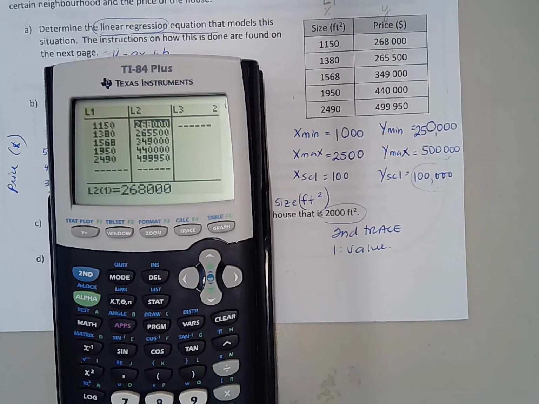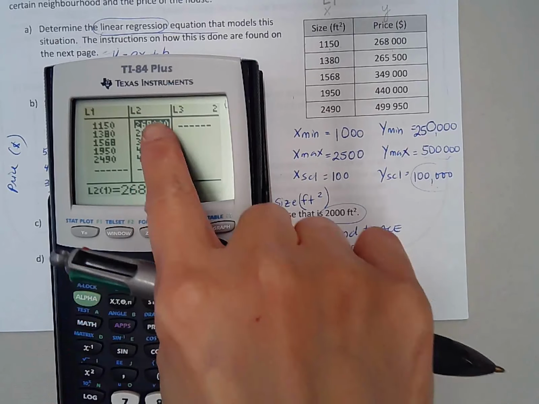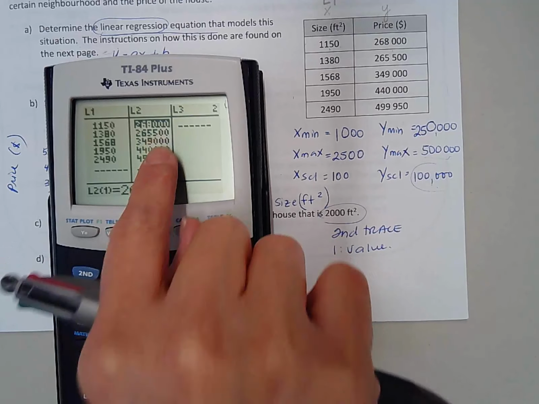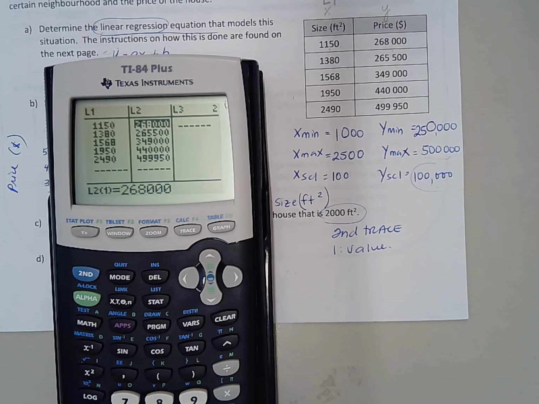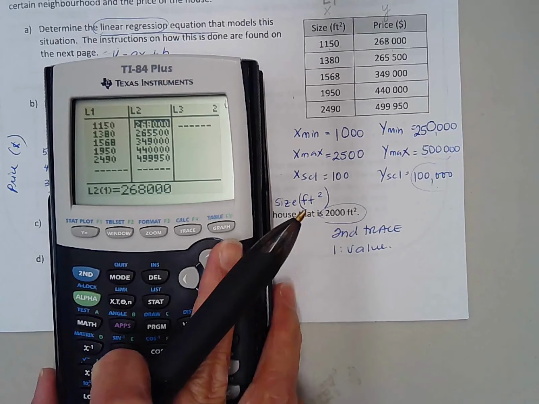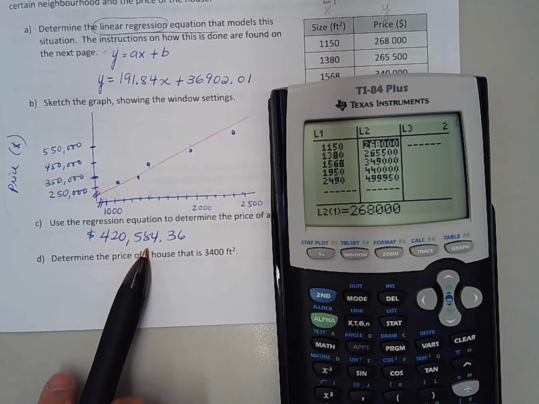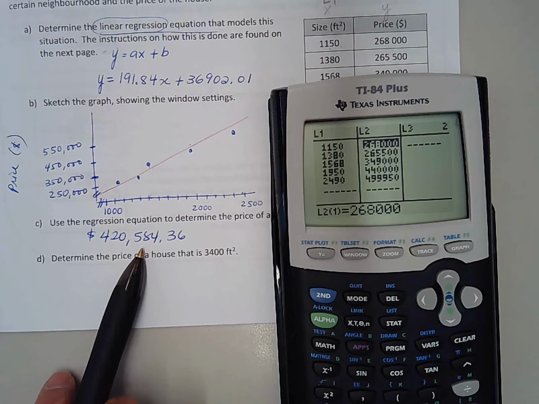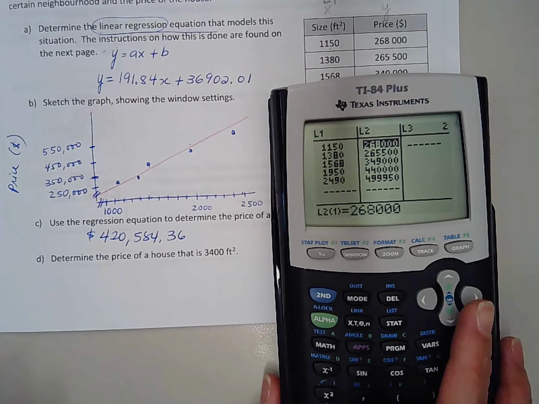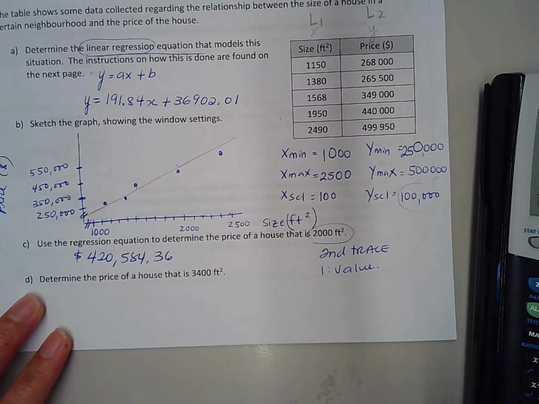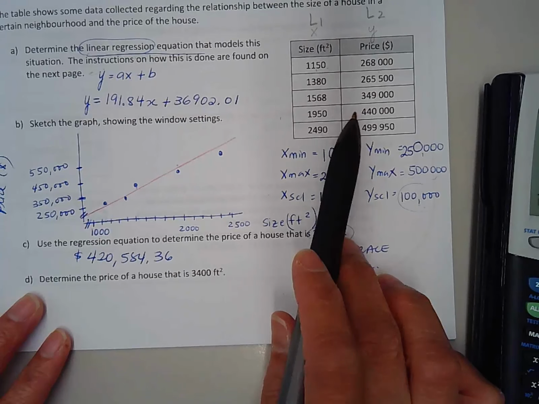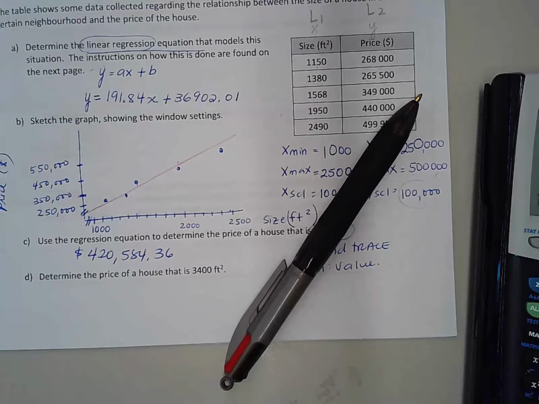I'm glad we're talking about that. If I made a mistake entering some values in here, that will affect my regression equation. So the question is this: the size is 2,000 and the price is 420,000-something. When you see the size of 1,900 on the graph, the price is very high. That's higher. Oh, that's a good question.